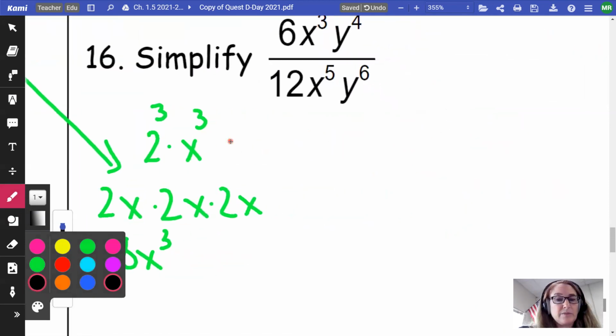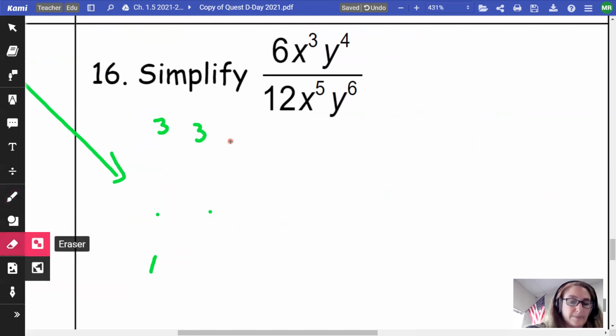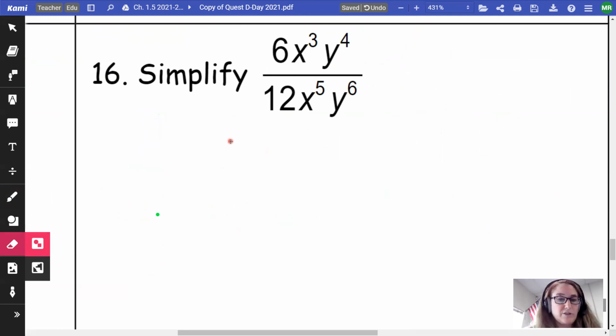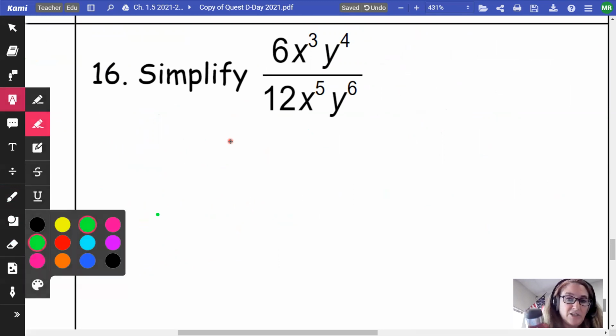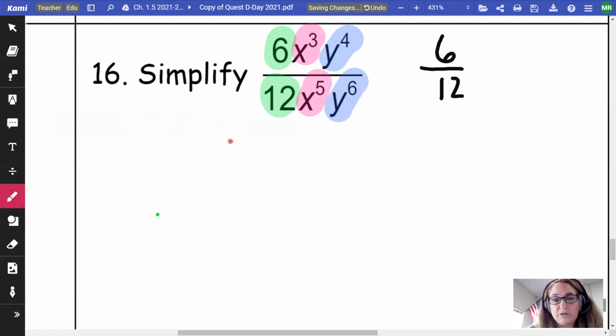On 16, let me just clear this. Okay, so on 16, what I want to do is I want to look at my number with my number, my x's with my x's, and my y's with my y's. Now, this is a fraction, so 6/12 is really just a fraction, okay? And can I reduce 6/12? Yes, that's a 1/2, okay?